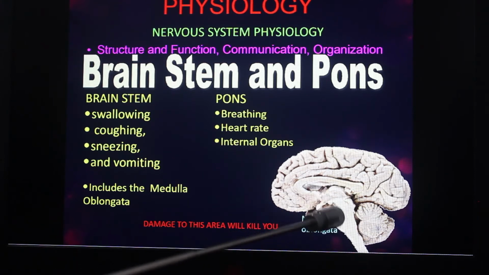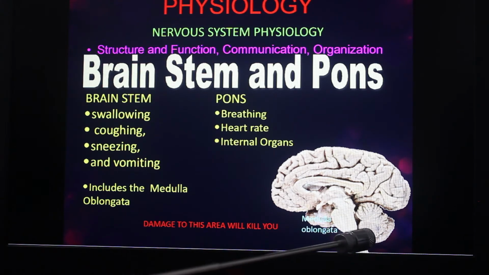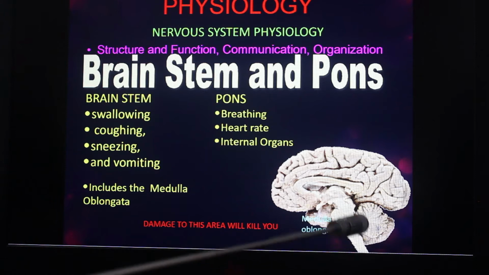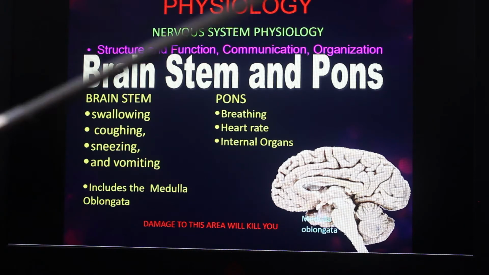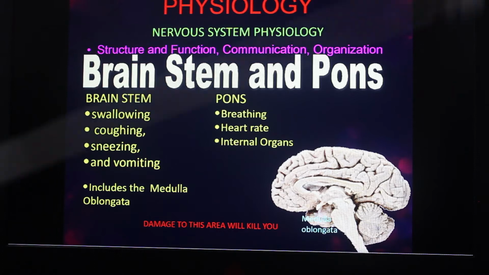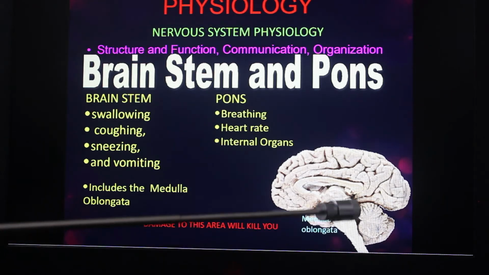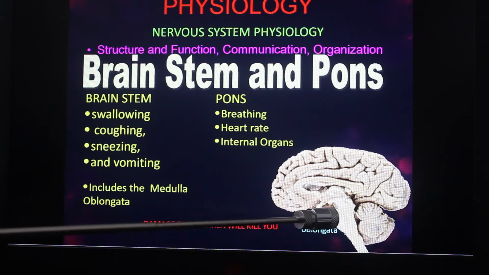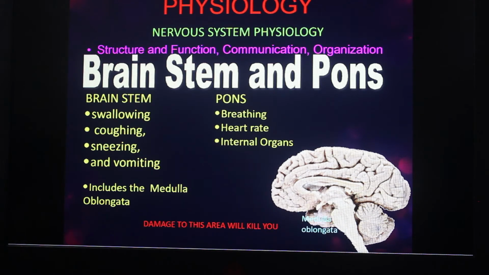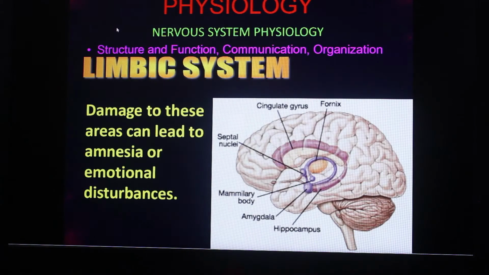This onion-like thing protruding outwards is the medulla oblongata. And the pons is the back side of the brainstem, just beneath the medulla oblongata before the medulla spinalis starts. This part is the pons part of the brainstem, and it controls breathing, heart rate, and internal organ functions.